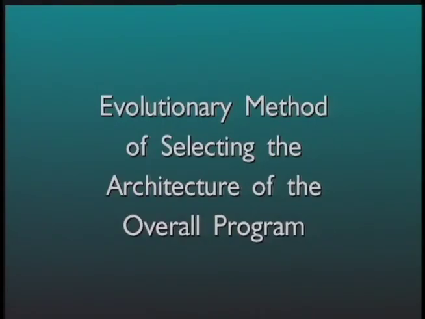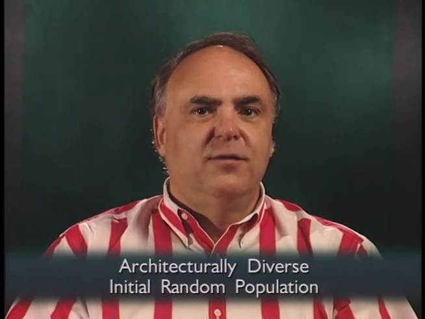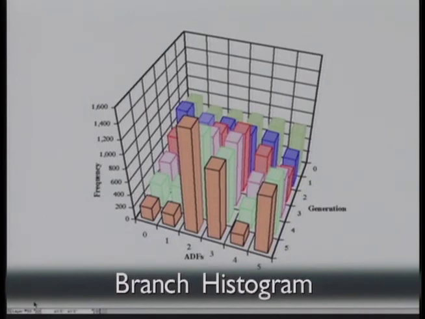However, if you are unable or unwilling to make the architectural choice, it is possible to allow a fitness-driven evolutionary process to make the selection for you. Starting with an architecturally diverse population containing random programs configured to random architectures, it is possible to simultaneously evolutionarily select the architecture while solving the problem. The green skyscrapers in the back show the presence of approximately equal numbers of programs with between 0 and 5 automatically defined functions in generation 0, each ADF taking an independently randomly chosen number of arguments.